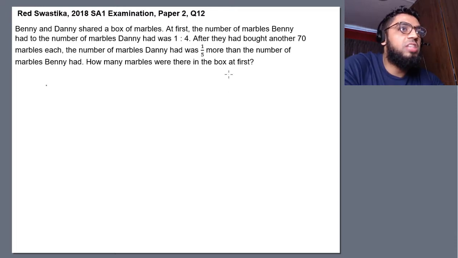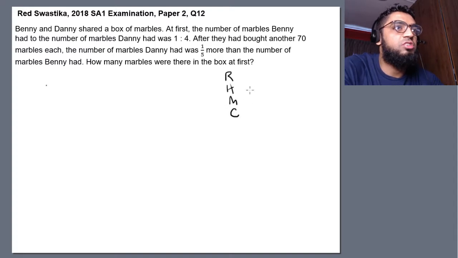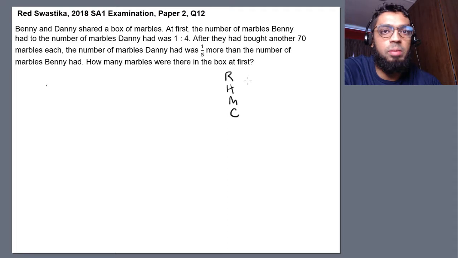So again, let's employ the RHMC steps. Let's read the question once more. As we are reading, we will underline and highlight the important words and numbers. We will choose the right method and we will check our work.